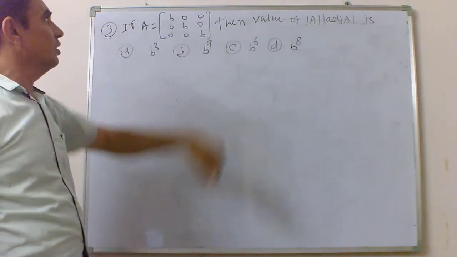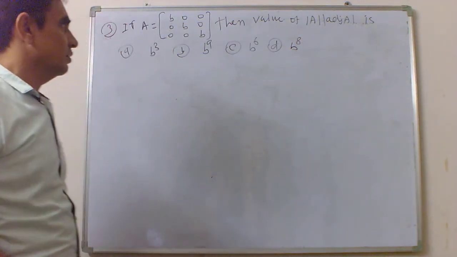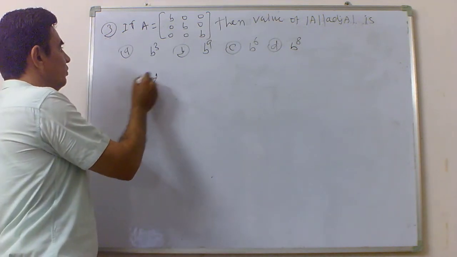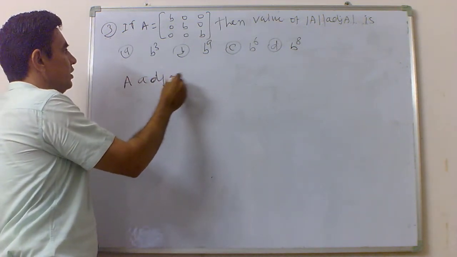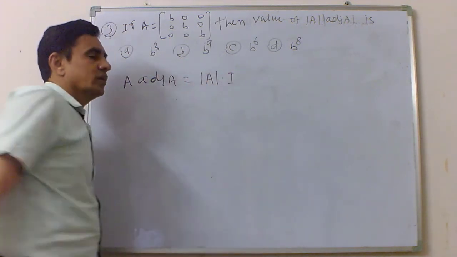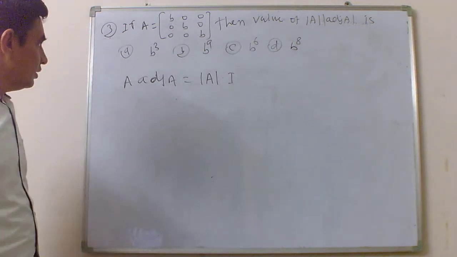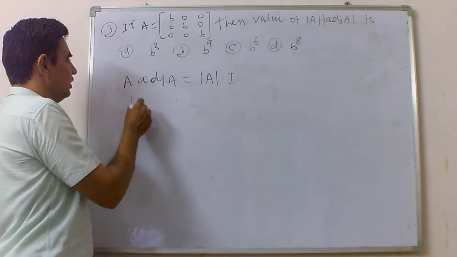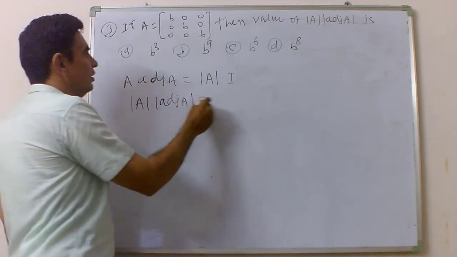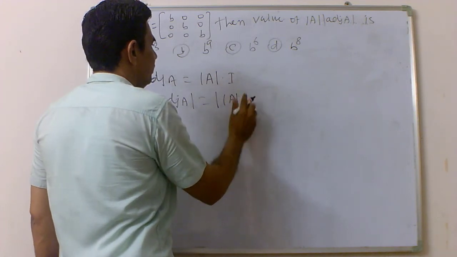Now we see the next problem. A is equal to this diagonal matrix. Then the value of determinant of A into adjoint of A is what? We know the property of the adjoint. A into adjoint of A is equal to determinant of A into I. This is, I think, the second property of the adjoint of a matrix. Then we apply the determinant: determinant of A into determinant of adjoint of A is the determinant of determinant of A into I.